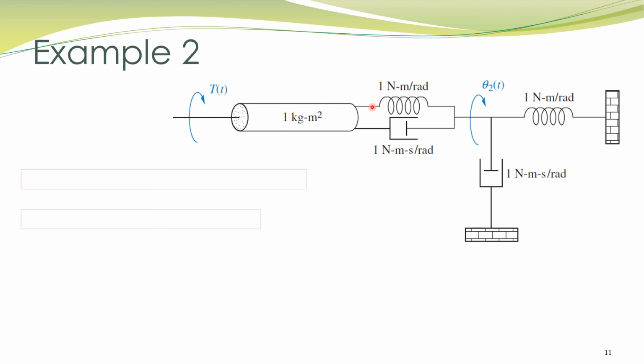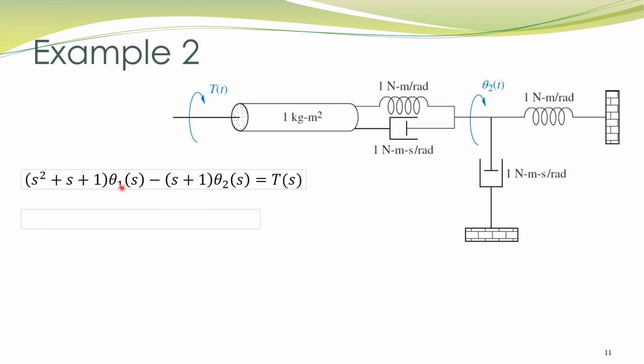Now one end of the spring has this angular displacement theta 1, the other end can have a different angular displacement. Likewise, for the damper, one end has the same angular displacement as this object, the other end can have a different angular displacement, and let's name it theta 2(t). This end of the spring has this displacement, the other end is fixed, so it cannot move. Likewise, for this damper, this end is fixed and cannot move. So the mathematical model is easier to obtain.